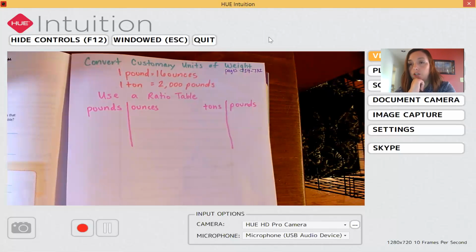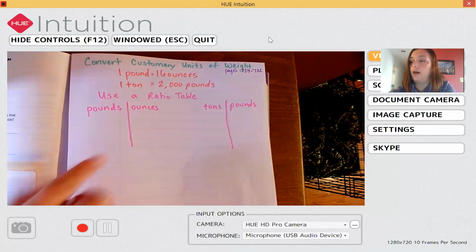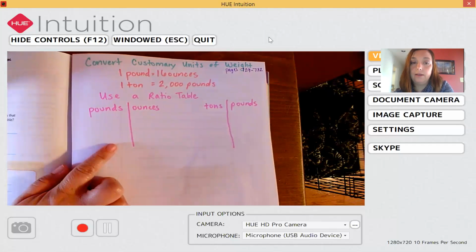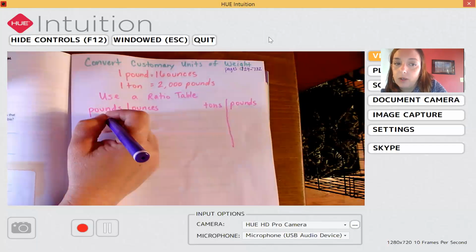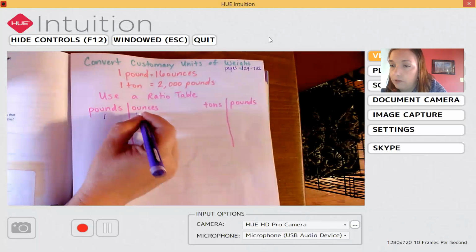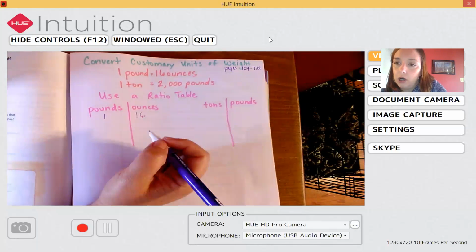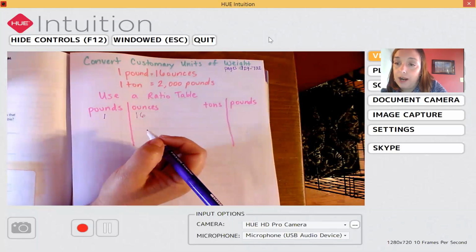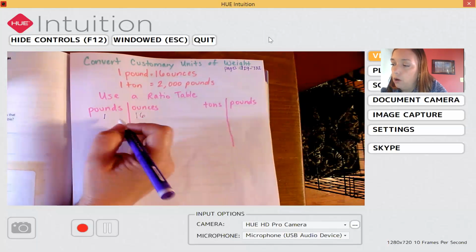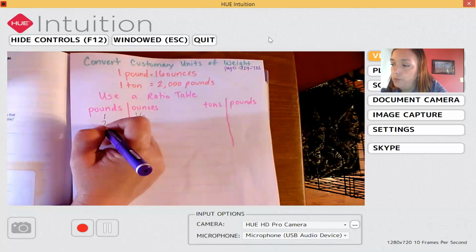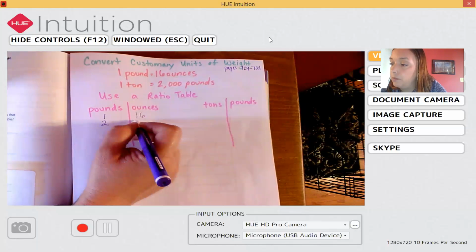So when we're doing conversions, I want to remind you that using a ratio table is the best strategy that you can use, okay? So 1 pound is equal to 16 ounces. So when you're doing a ratio table, you want to start with how many are in 1. So 1 pound is 16 ounces, okay? Now we can go to other units that we want to try. I like to do doubling as a strategy. So if I double to 2 pounds, I would double the amount of ounces. That would be 32.